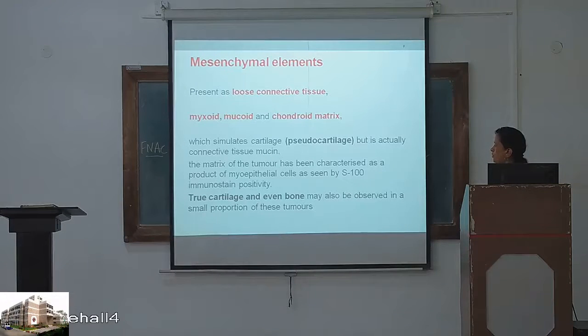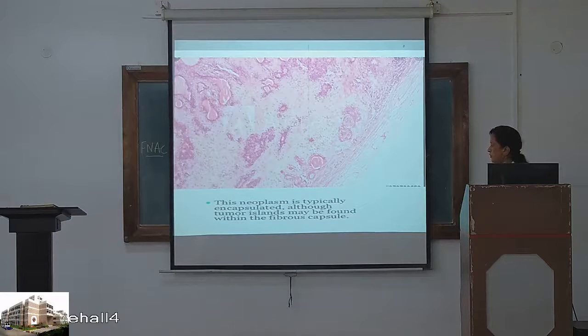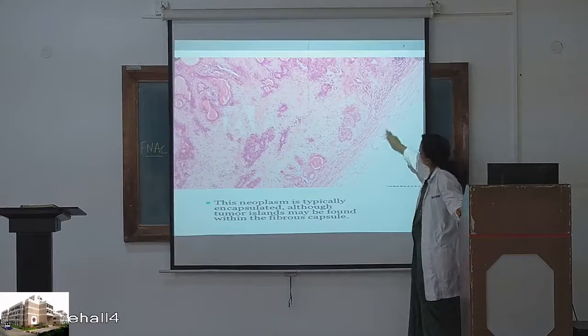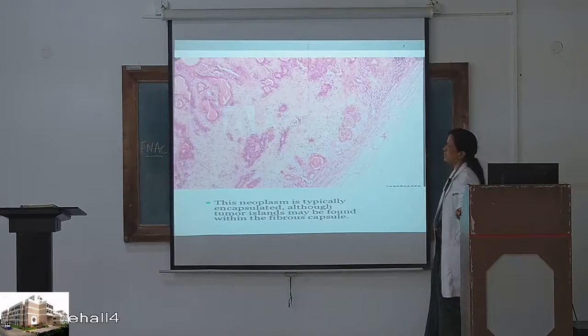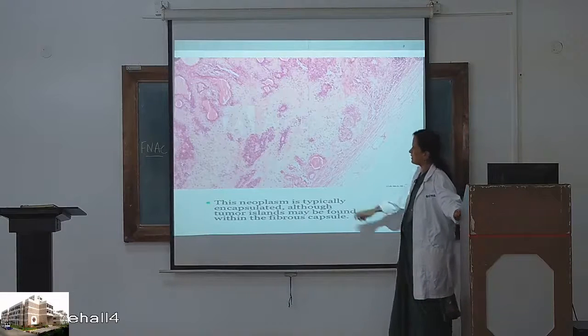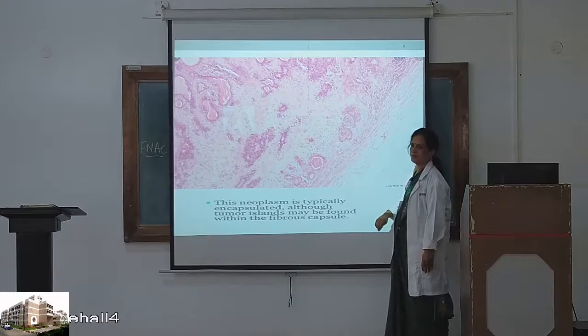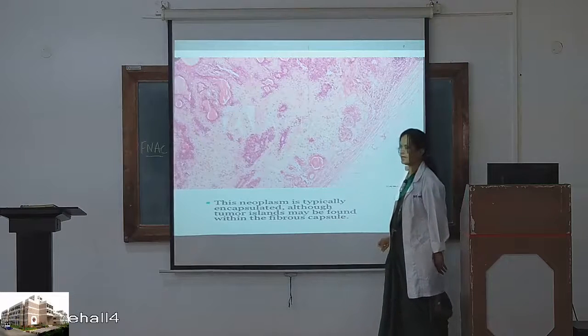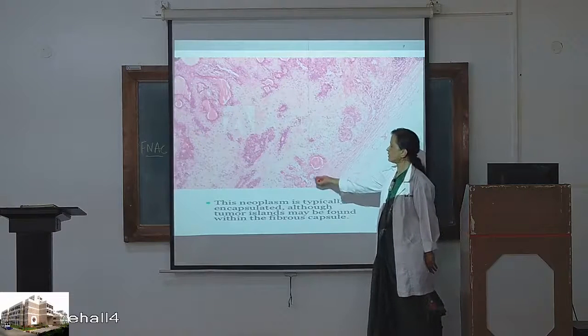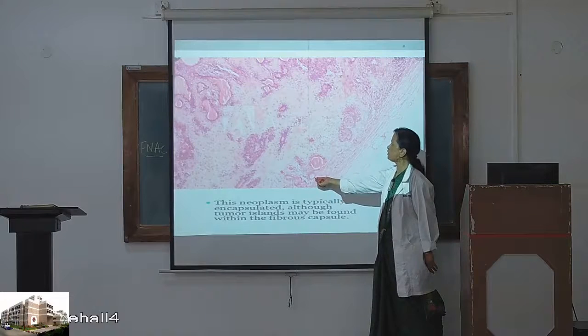Pseudocartilage, I told you what pseudocartilage is. Sometimes even cartilage, bone, everything could be there. This is such a nice picture. This is the capsule, but it's not well formed, which is why we say it's incompletely encapsulated. This is a duct. You cannot deny it. Can you make out two rows of cells lining and eosinophilic secretion? This is an acinus or you can say tubule.